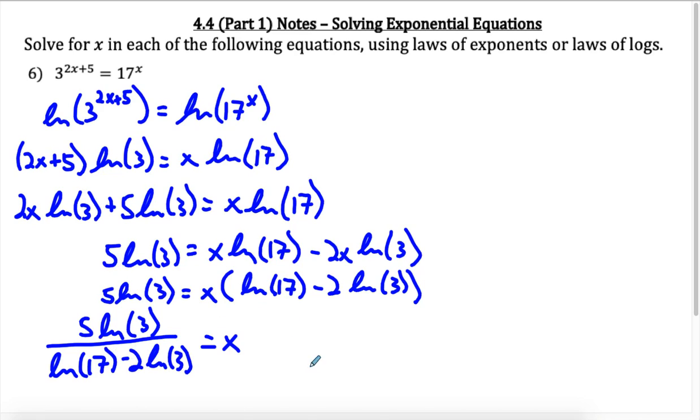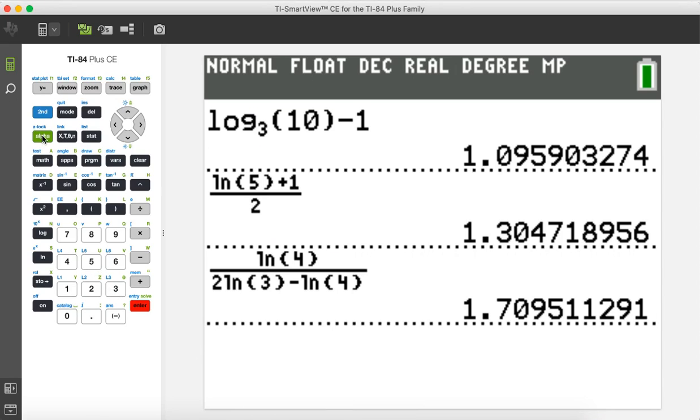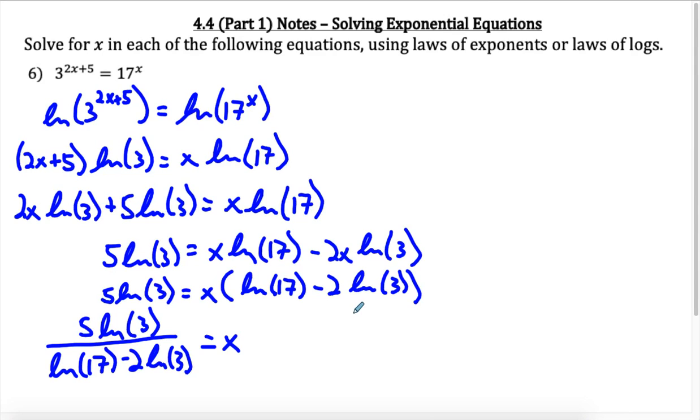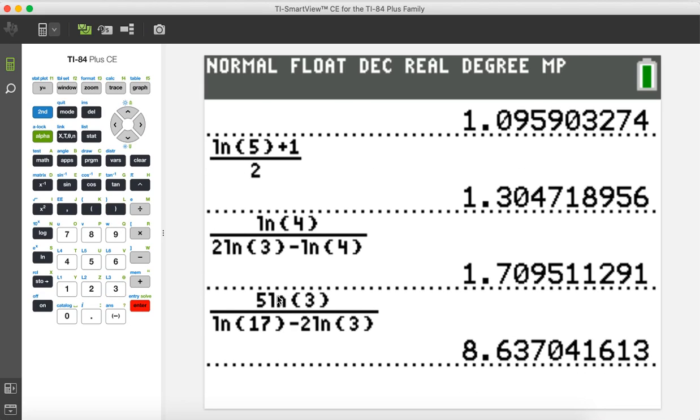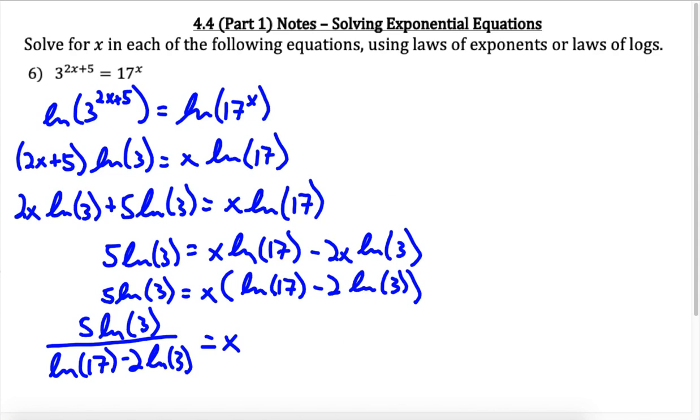So let's plug this into the calculator. So 5 natural log of 3 over natural log of 17 minus 2 natural log of 3. And we get 8.637. Okay. Let's take a look at a couple more.